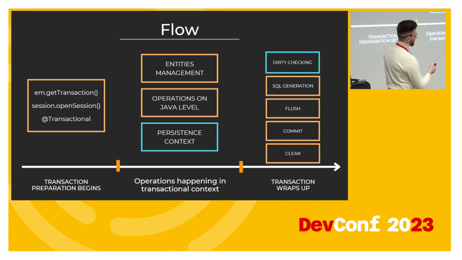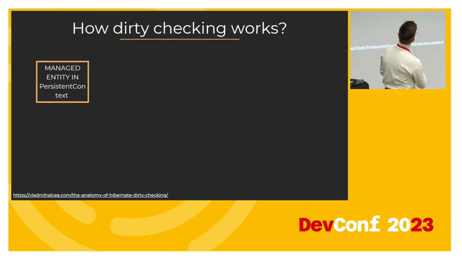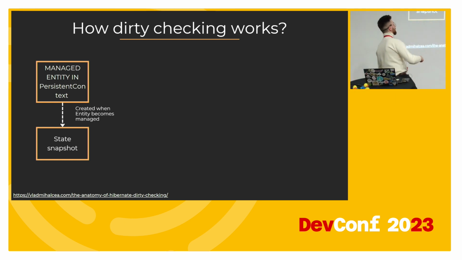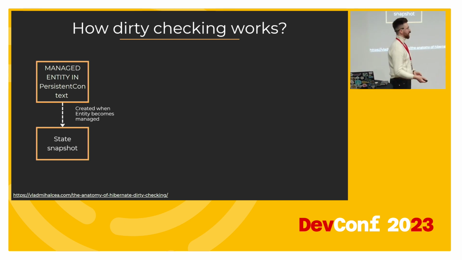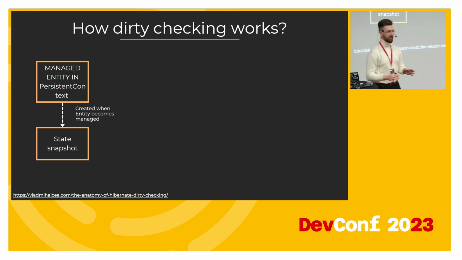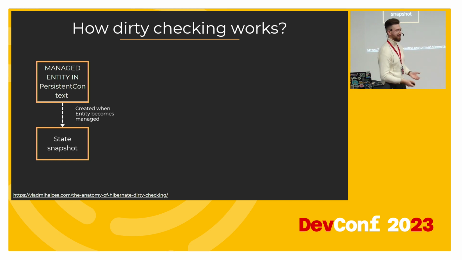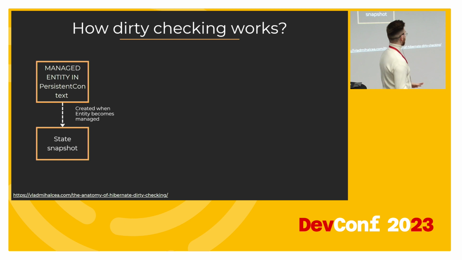I will show you something more, the diagram of how it works. We have some managed entity in the persistence context, and before it starts to be managed, so when it is persisted and is in the persistence context, we have a state snapshot of it held in memory. Hibernate creates that. Sorry that I'm using JPA and Hibernate interchangeably, but JPA is an interface, a set of standards for ORM in Java, and Hibernate is an implementation of that. So most of the time they share the same mechanism, if not names, but let's assume that for this topic.